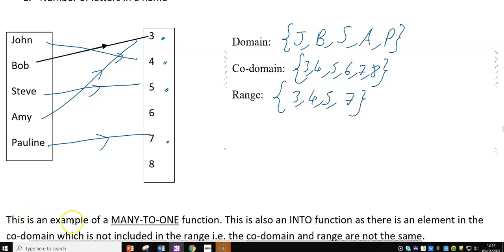And it says here, this is an example of a many-to-one function. It's a many-to-one function because, well, there's only one instance of it happening, is there? Yep, Bob and Amy both go to 3, so that's why there are many things going to one element. That's why it's called a many-to-one function. Okay, so if Amy had been scrubbed out here, it would have been what's called a one-to-one function, because John would have gone to one thing, Bob would have gone to one thing, Steve would have gone to one thing, and Pauline would have gone to one thing.